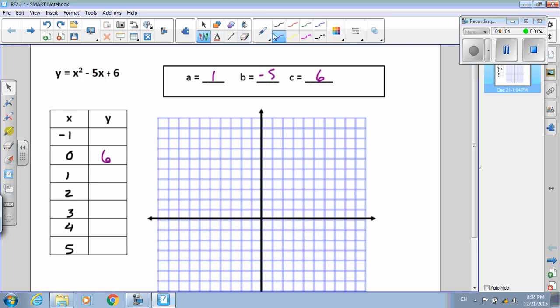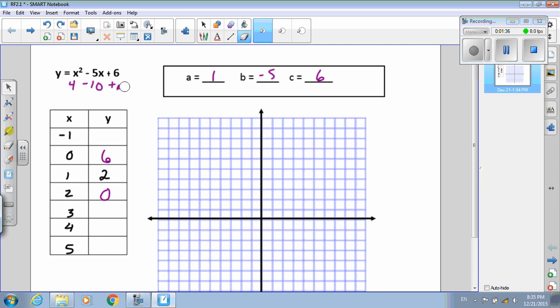Let's continue with the positive numbers. So 1 squared is 1. Negative 5 times 1 is negative 5. And then plus 6. So 1 minus 5 is negative 4. Negative 4 plus 6 is 2. And then let's continue along that line of thought with 2. 2 squared is 4. Negative 5 times 2 is negative 10. Negative 10 plus 6 gives me 0.